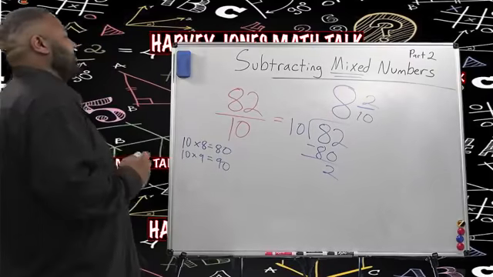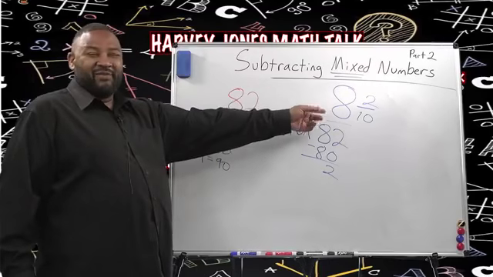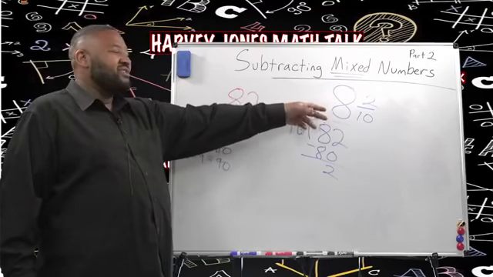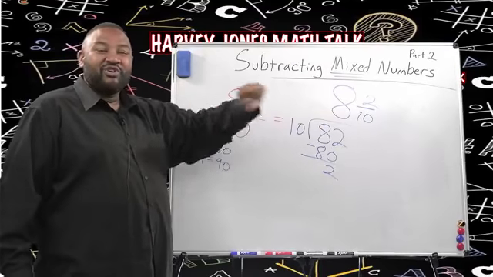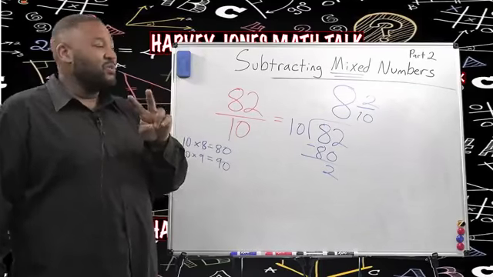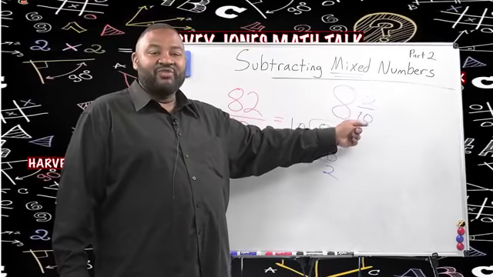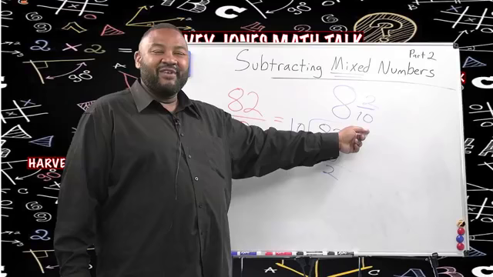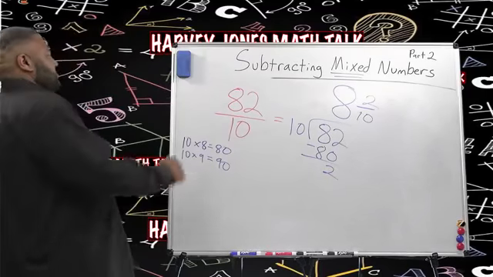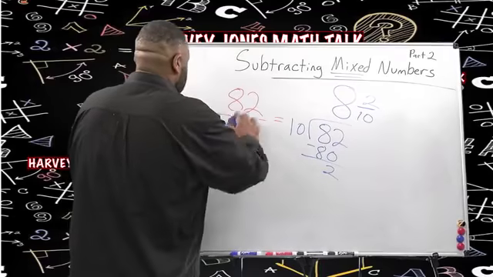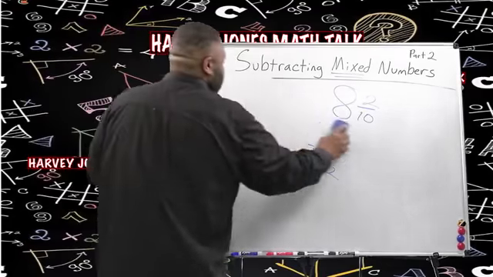Eight and 2/10. For the record, I can simplify that because I have two even numbers. When your numerator, which is your top number, and your denominator are both even numbers, you can always divide by 2. Questions or concerns?